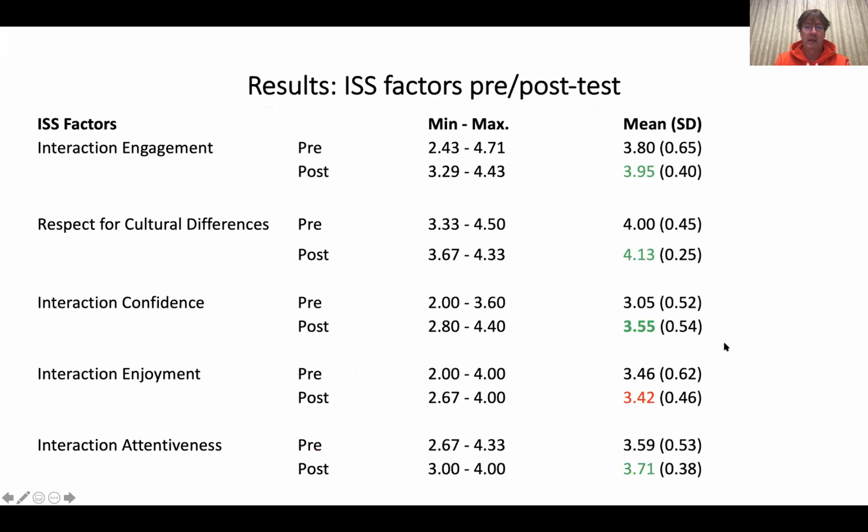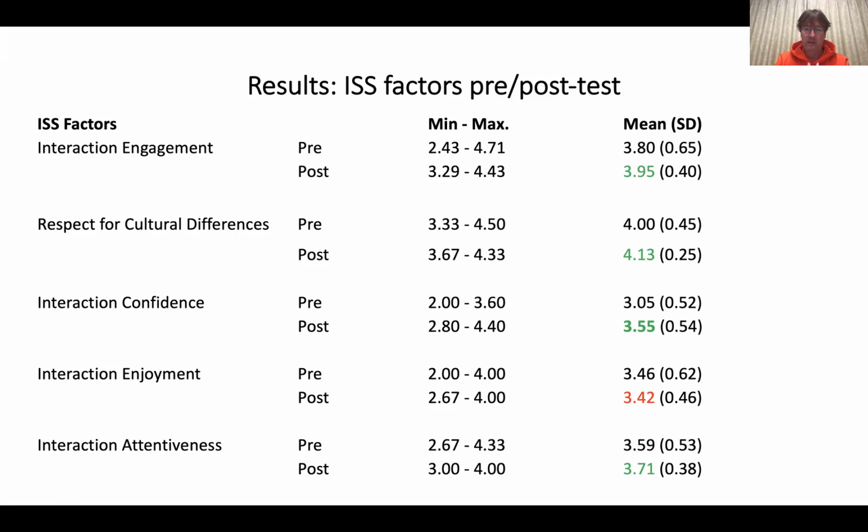Next, we're going to look at the individual factors. So here we can see the 5 factors within the ISS. 4 of them, as we can see here indicated in green, show an increase, again on a 5-point Likert scale for the group results. The largest increase was demonstrated in the interaction confidence, a full half point increase, with the other 3 increasing at a very marginal level, as you can see over here. And there was a slight decrease found in the interaction enjoyment. And again, interaction enjoyment is defined as reactions to communication that are culturally different. So this is what I found with the group results.